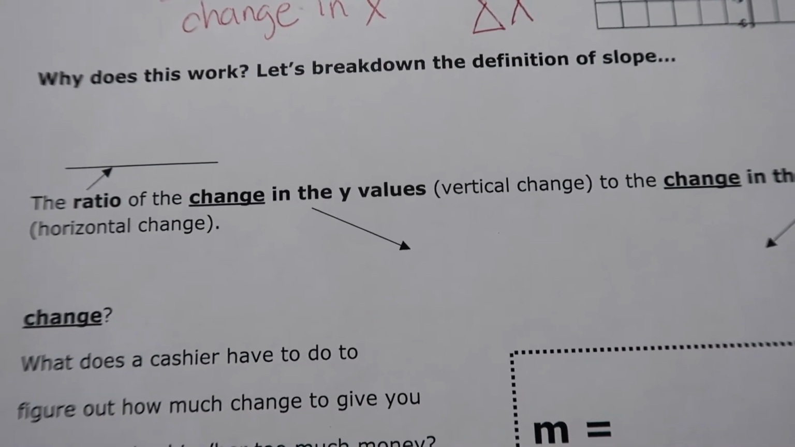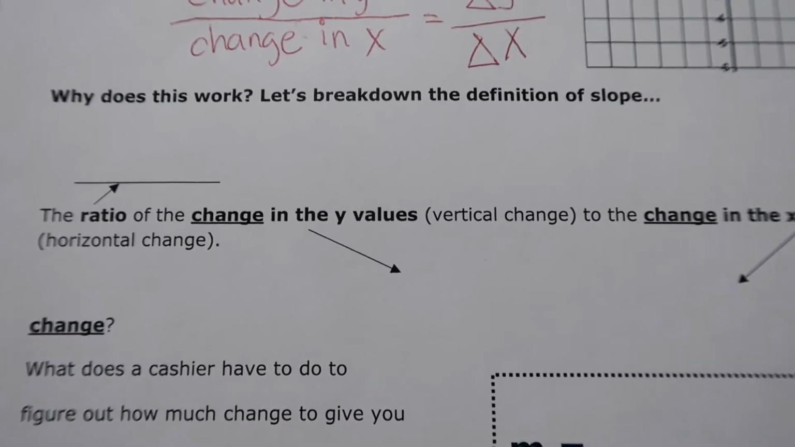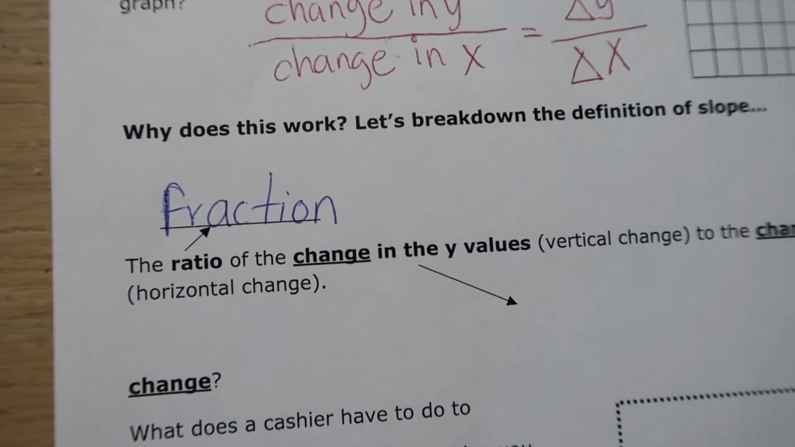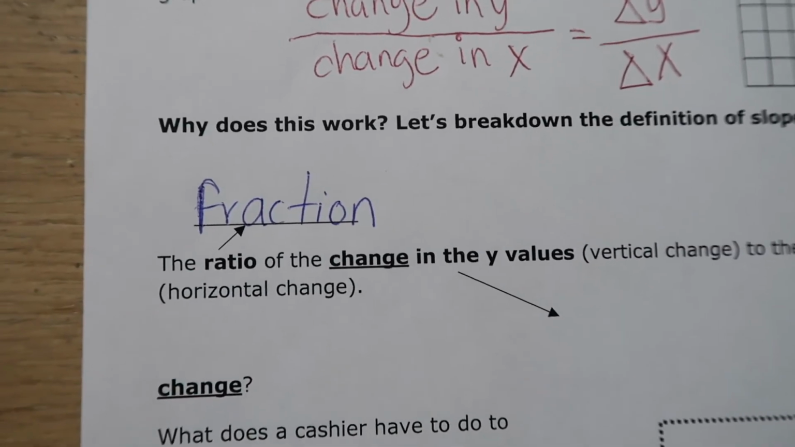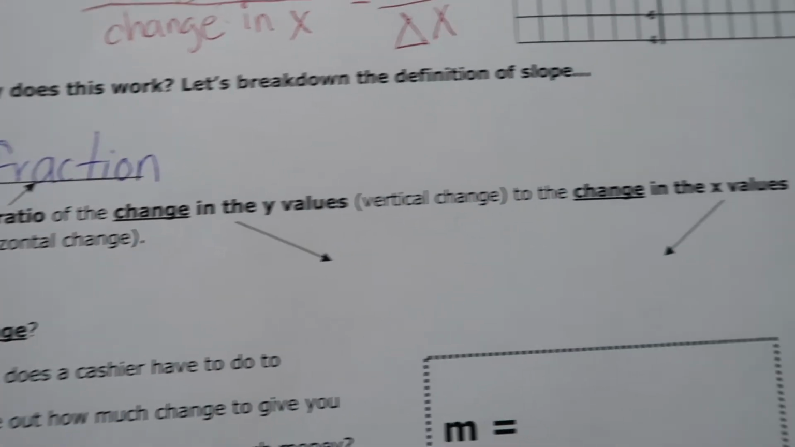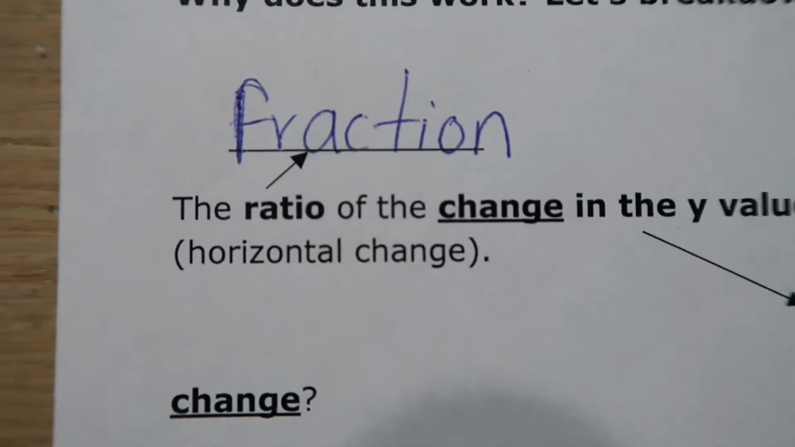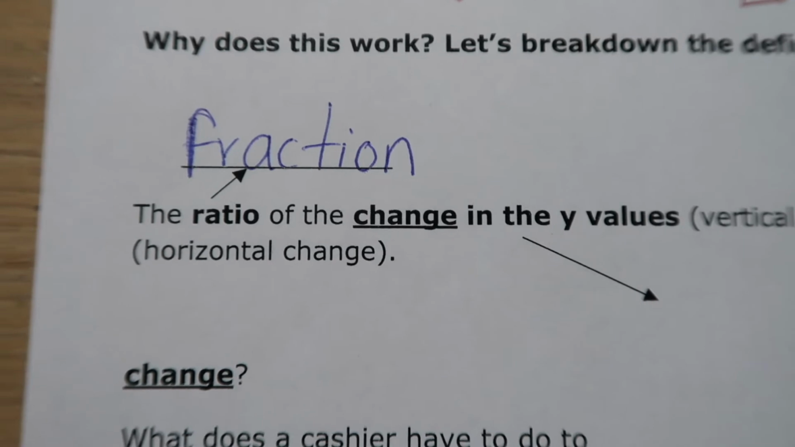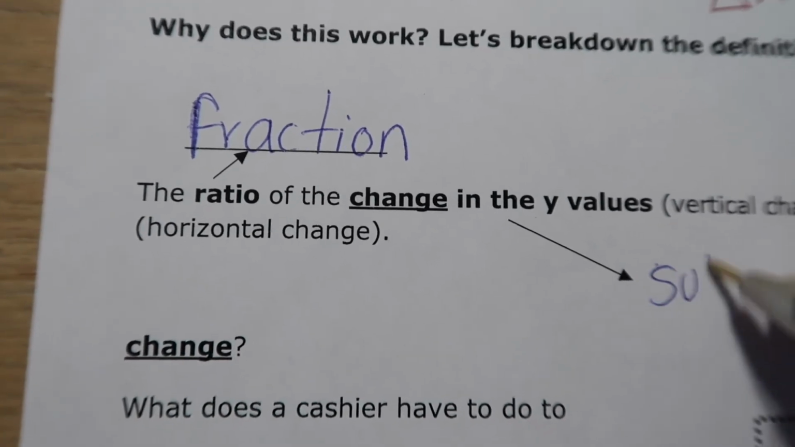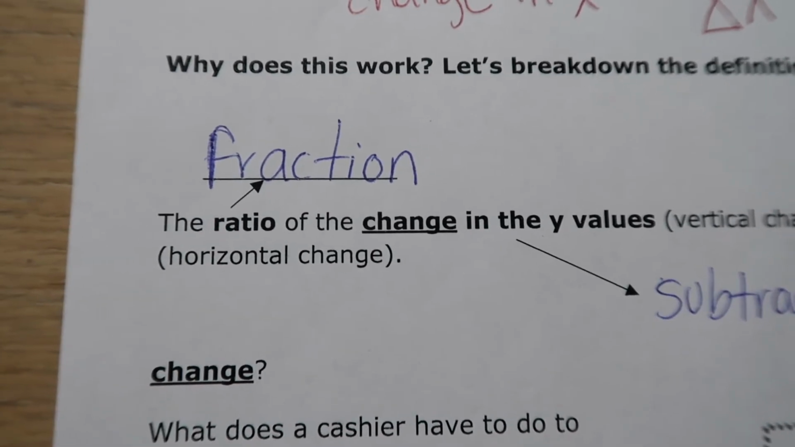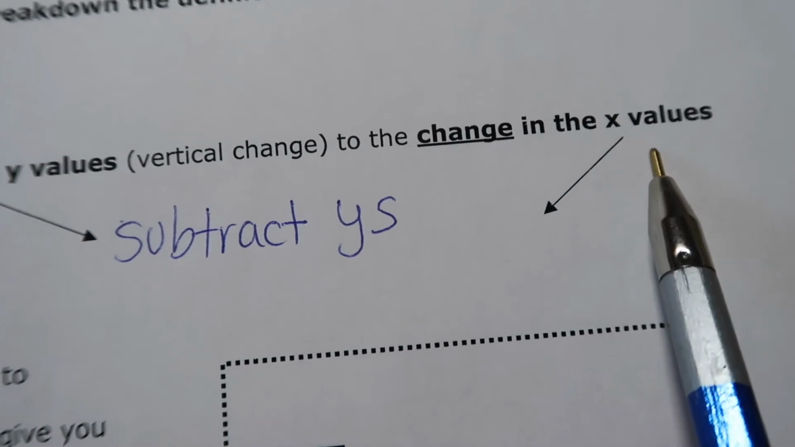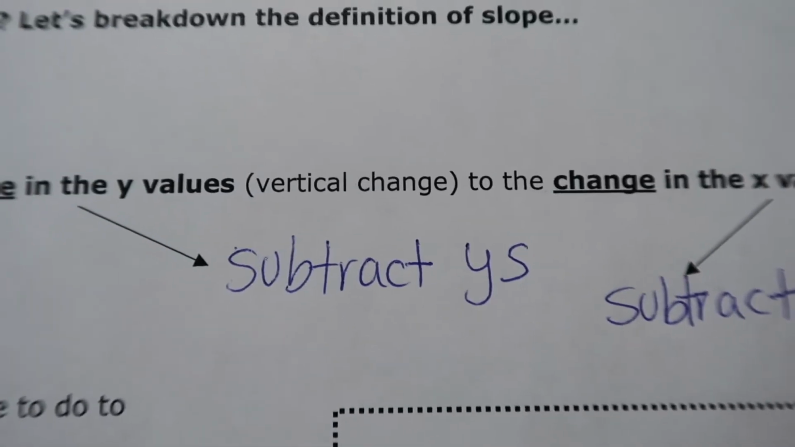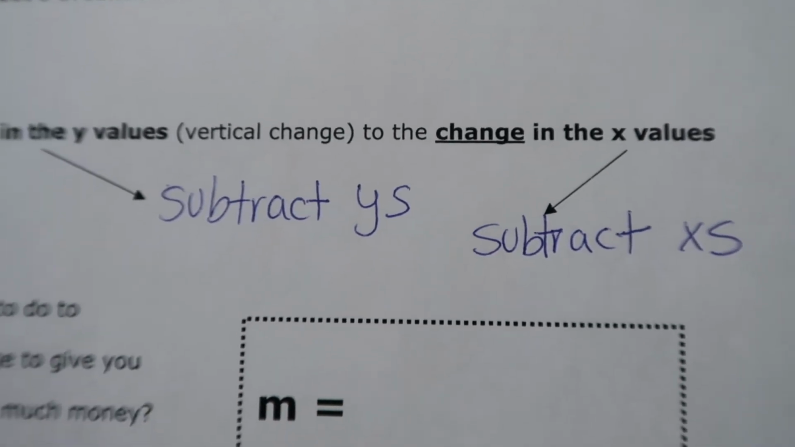Why does this work? Let's break down the definition of slope. The ratio, which means fraction, of the change in the y values, basically a vertical change, to the change of the x values, horizontal change. The change in the y values, you basically subtract the y's. Change in x values is basically subtract the x's. Subtract the y, subtract the x.